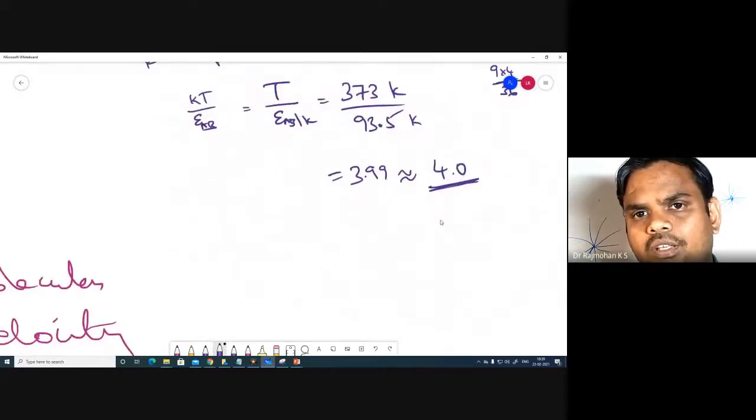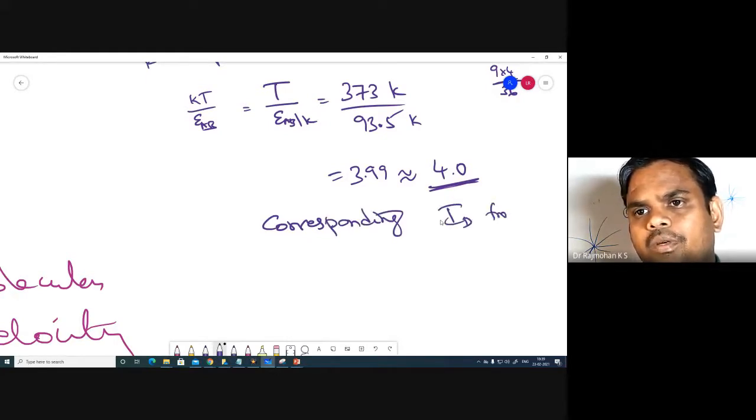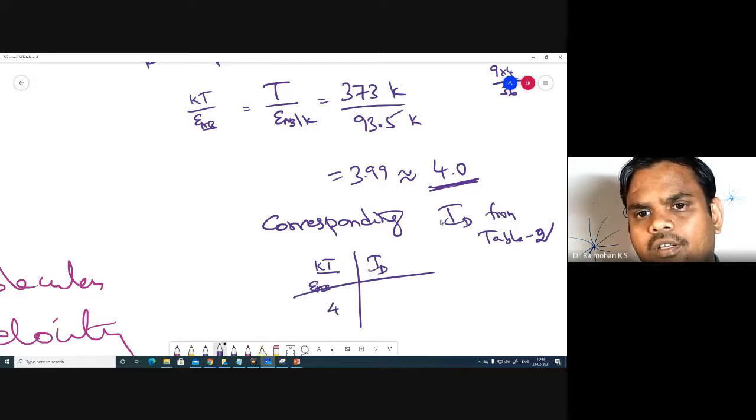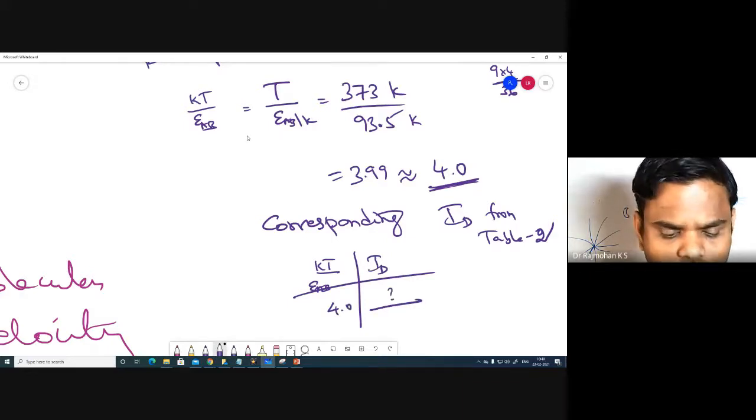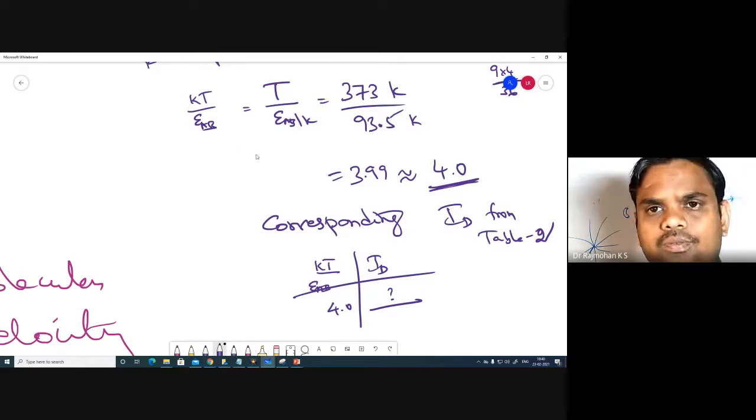So the corresponding omega D value from table 2. You have data of kT by epsilon AB versus omega D. In that, for 4, what is the corresponding value? Please refer to table 2 for the corresponding value.